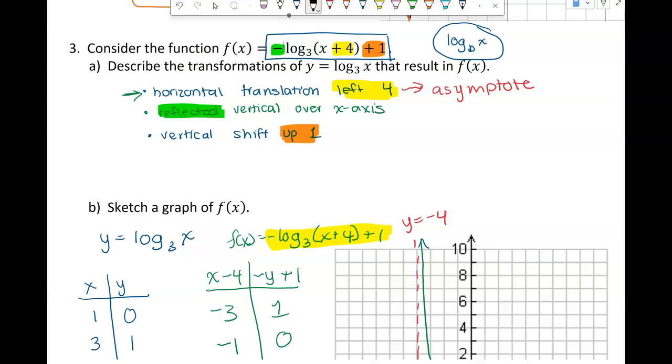Okay, so if I follow that idea, I would say that there's been a horizontal translation left 4, so the asymptote will move. There's a reflection over the x-axis. So that means that it's no longer doing this, but it'll be doing something like this. And there's been a vertical shift up 1 because that plus 1 is outside the log function here. And you can tell that because there's this bracket here, all right? So that's the log subscript 3, and this is the actual product.